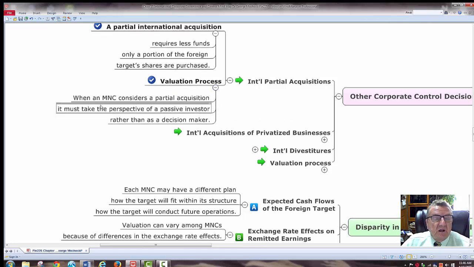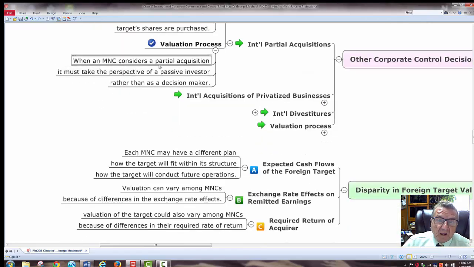Valuation process. When an MNC considers a partial acquisition, it must take the perspective of a passive investor. Partial, I don't have all the say. Look, when I was single, I could do anything I wanted. When I'm married, I have to talk to my wife. When I got kids, I talk to the wife and the family to make sure the time frames are adjustable, that everyone can make this meeting or make this trip. So things change, okay? So now I'm a passive investor rather than a decision maker.